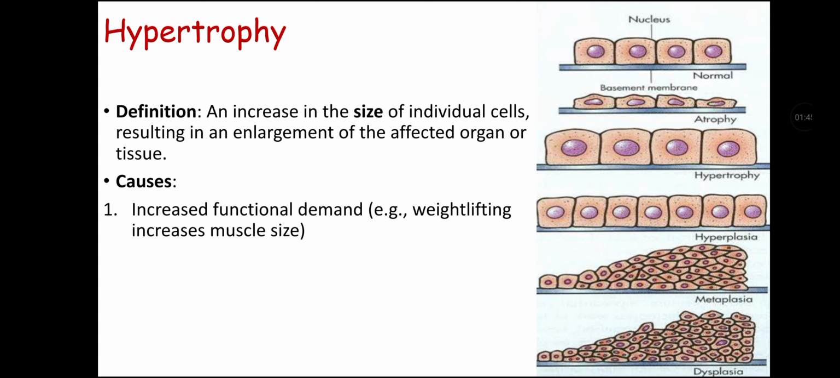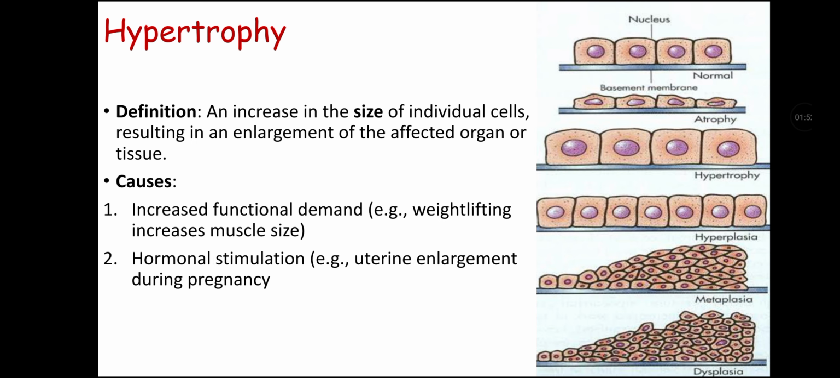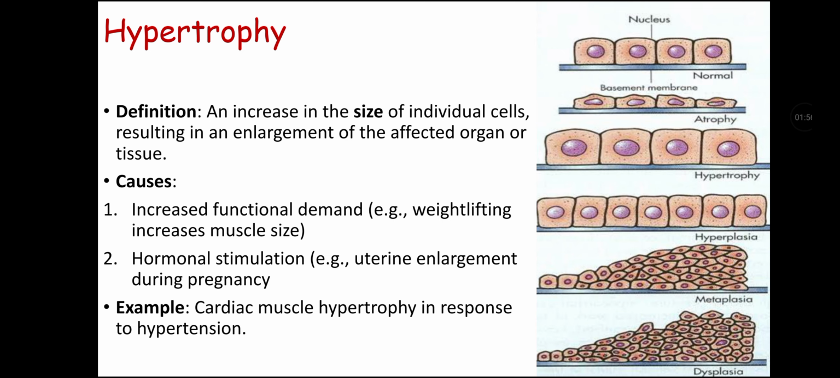Causes include increased functional demand like weightlifting in case of increased muscle size, hormonal stimulation like in case of uterine enlargement during pregnancy, and the example includes cardiac muscle hypertrophy in response to hypertension.